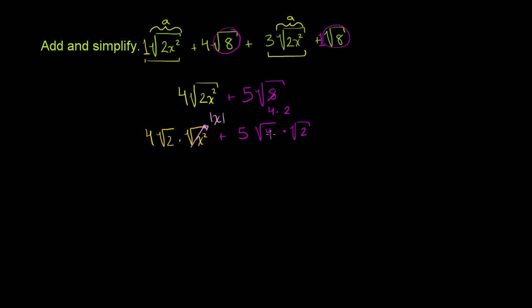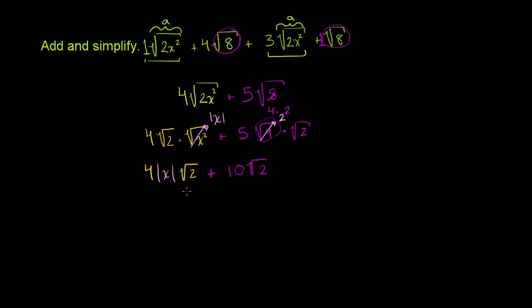And the other thing that's a perfect square is this 4 right here. Its principal square root, I should say, is 2. So now, if we just change the order that we're multiplying right here, you have 4 times the absolute value of x times the square root of 2, plus we have 5 times 2, which is 10. This whole thing simplified to 2. So we have plus 10 square roots of 2.